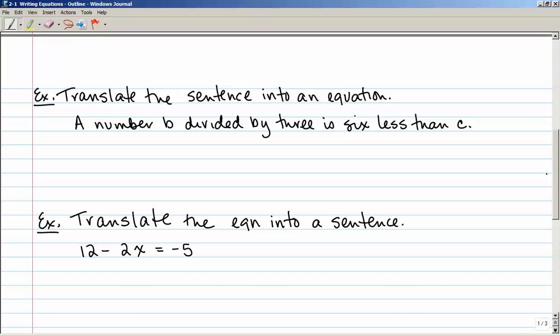A number b divided by 3 is 6 less than c. So we have a number b, which is divided by 3, is, that's my equal sign, 6 less than c. So that's going to be c minus 6, because when I say 6 less than, that means I'm taking 6 away from c. Okay? And as we saw in dealing with algebraic expressions, there's sometimes more than one way to do this. I could also write this as b divided by 3, using this little division symbol, is equal to c minus 6. So either one of those is okay.